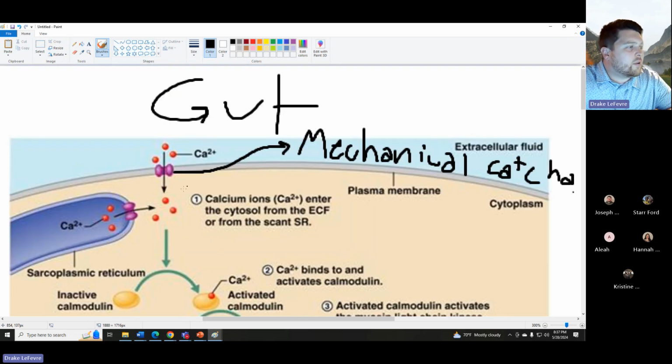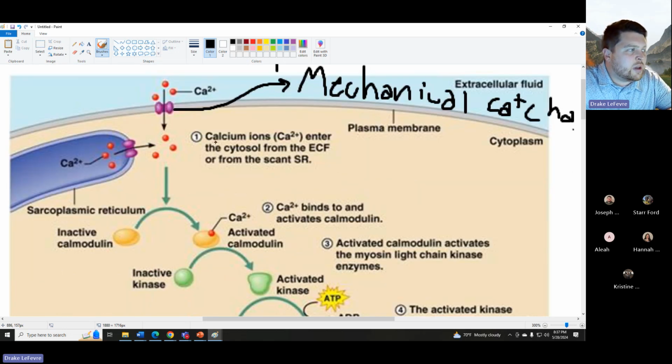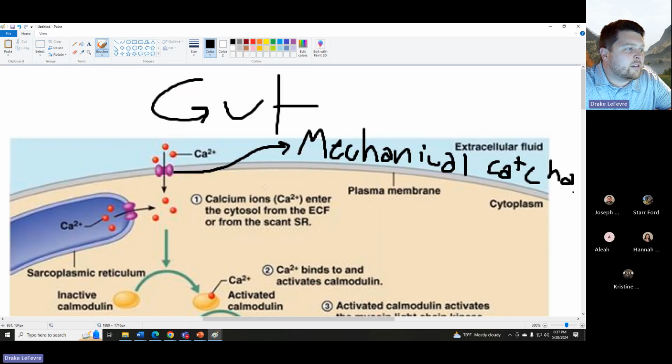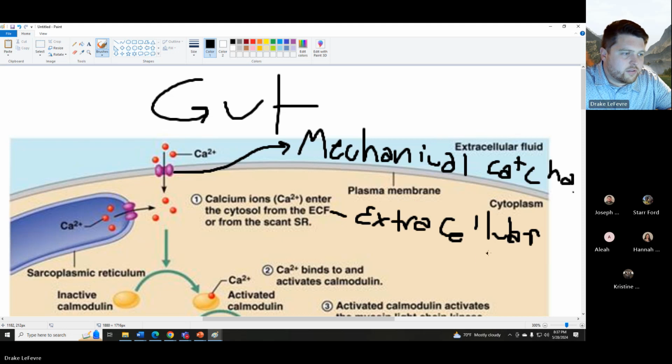As soon as they get pressed or stretched, you get an influx of calcium ions coming in from the ECF. ECF stands for extracellular fluid, just the fluid that's outside of the cells. It's full of calcium, especially in these areas. So calcium comes in.